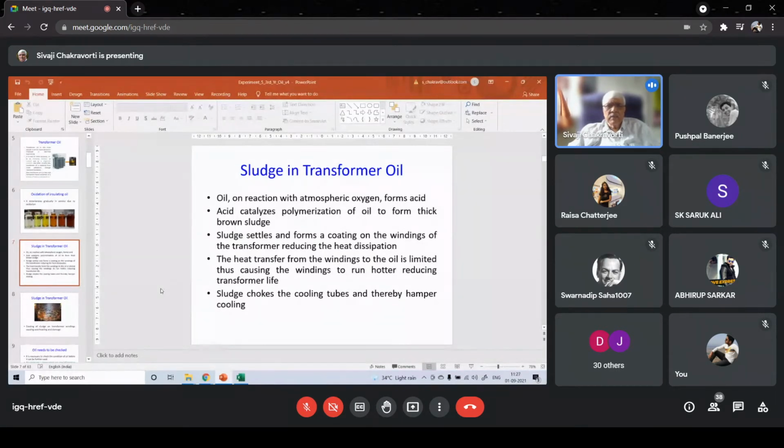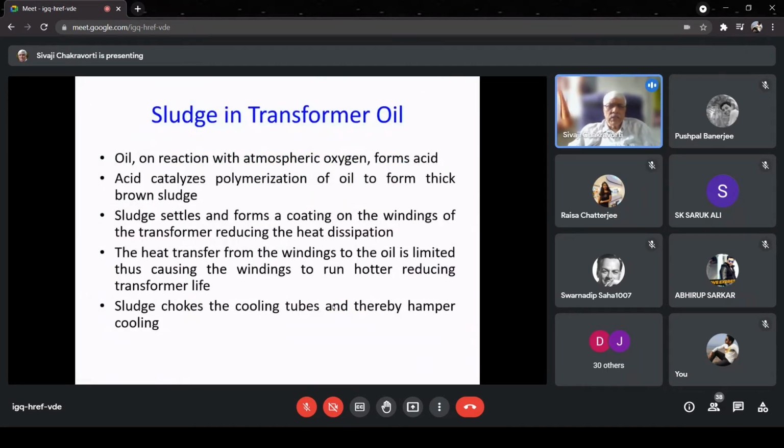Now, this sludge in transformer oil is a byproduct of oil degradation. It is a semi-solid material that doesn't get dissolved in oil. Initially it floats in the oil, and then ultimately it settles down. But where does it settle? There are two places. Number one, at the bottom of the transformer. Number two, on the windings of the transformer.